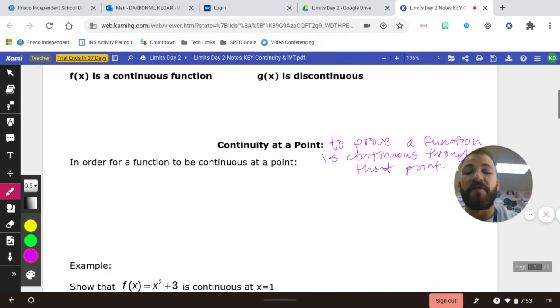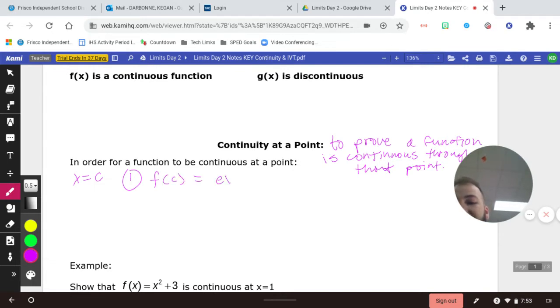Okay, so if I want to show that a function is continuous at a point, there are three things I have to show. Let's say that point is x equals c. The first thing I need to show is that f of c exists. It doesn't matter what it equals. I just need to show that when I plug a value c into the function, I get a number out, which means that point exists.